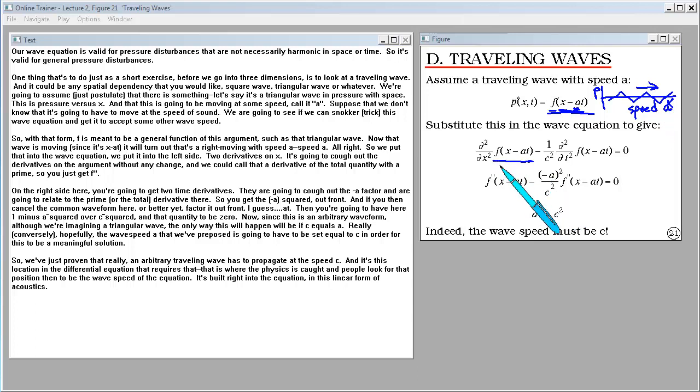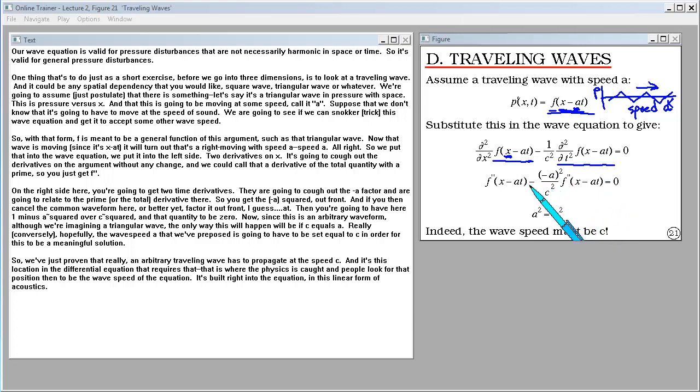All right. So we put that into the wave equation. On the left side, 2 derivatives on x just pass through to the derivatives on the argument without any change, and we can call that derivative of the total quantity with a prime, so you just get f double prime. On the right side, you're going to get 2 time derivatives. They're going to bring out the minus a factor and then relate to the prime or the total derivative there. So you get the minus a squared out front.